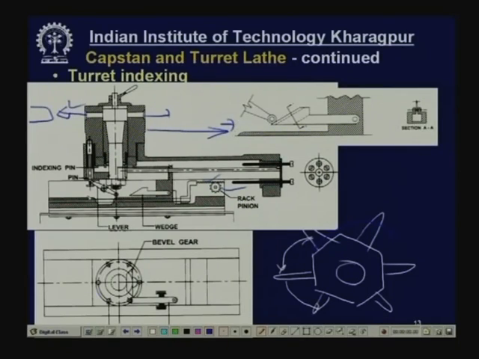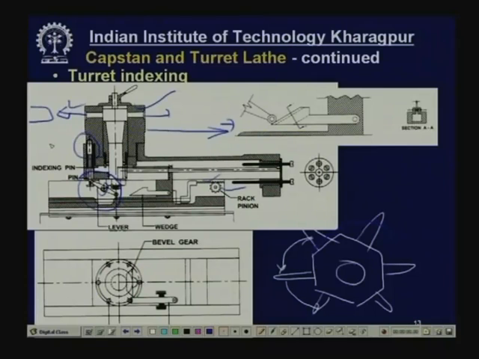As a result, this lever, here you can see, is a lever hinged at the center. At one end it is mounted on the pin, and at the other end there is a lever. Now, before this hexagonal turret is indexed, it has to be loosened. How will this be loosened? It is held tight by a locking pin. This locking pin has to be withdrawn.